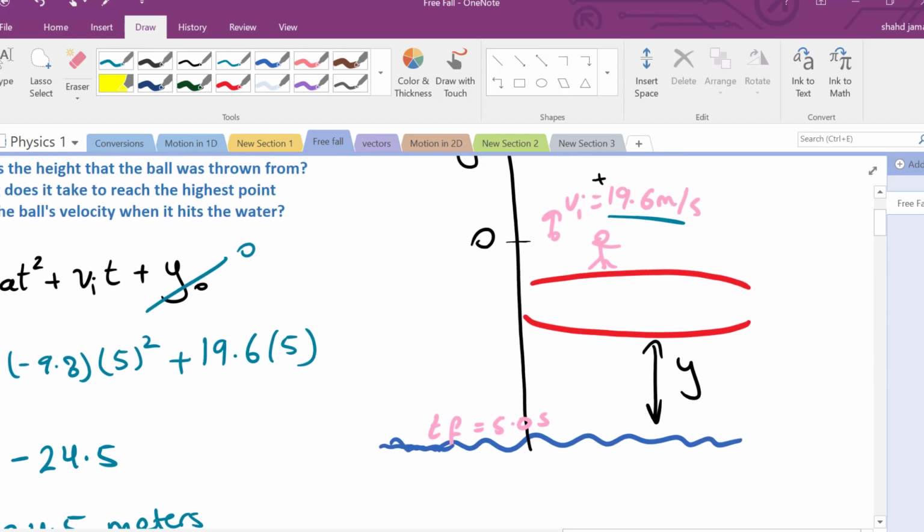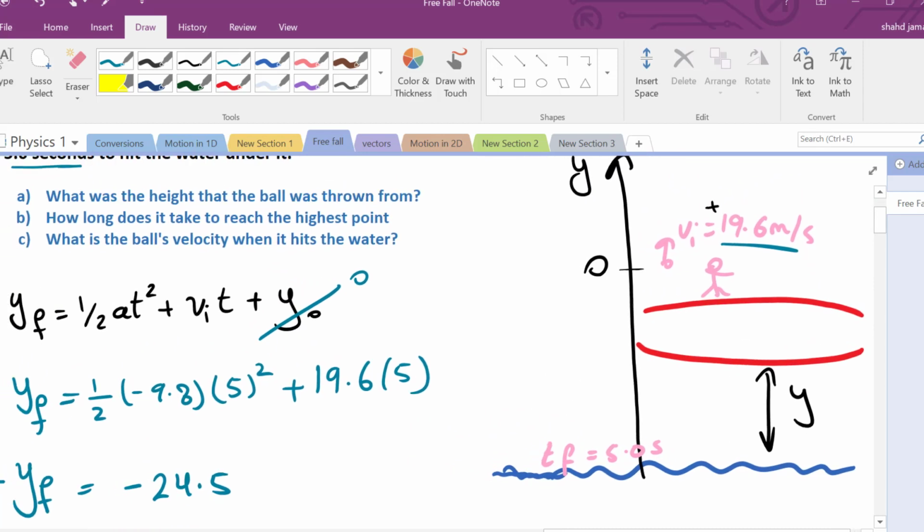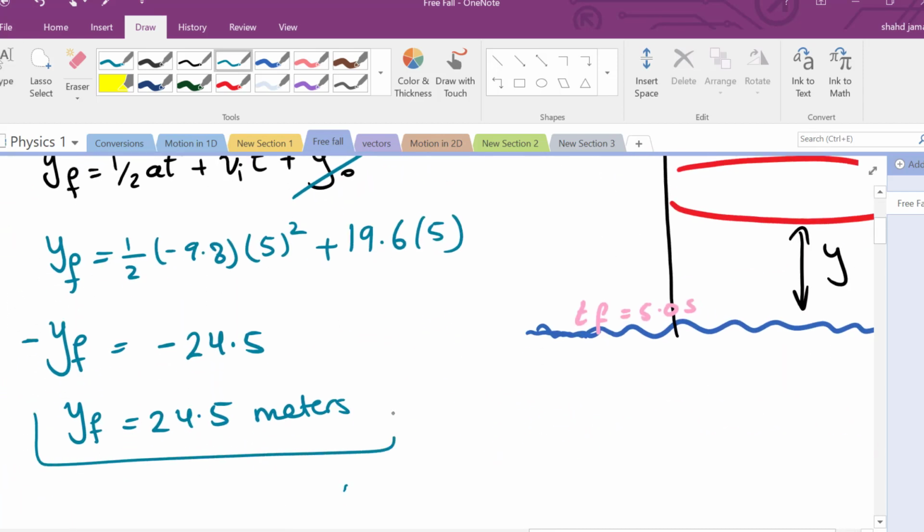This is why I'm saying it's really important to choose your origin, and everything has to be with respect to that reference point or origin. So this is the answer to part A.